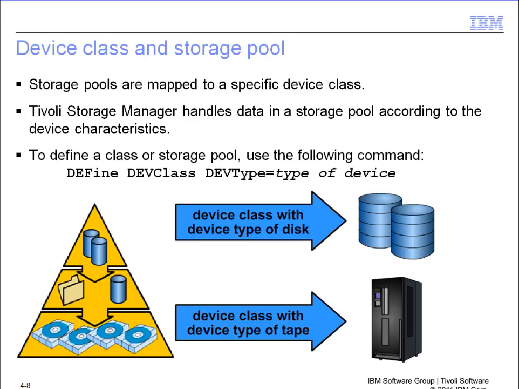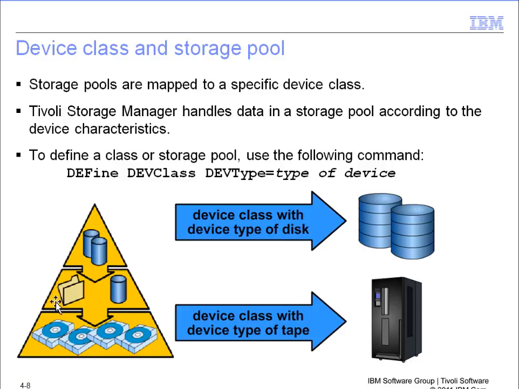How device classes map to storage pools. Before you can define a storage pool, you'll need to define that storage pool's device type. So you could have a device type for disk. This is going to be your high-level random access primary storage pool, your destination pool. And again, there are 3 predefined: backup pool, archive pool, and space management pool. But you could have another random access primary storage pool as a destination. Before you could define the storage pool, you would need to define the device class.